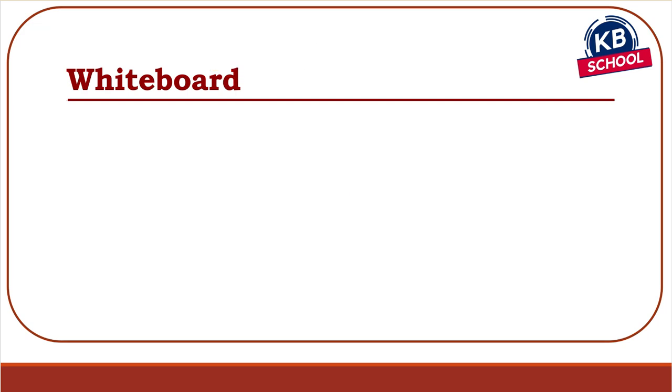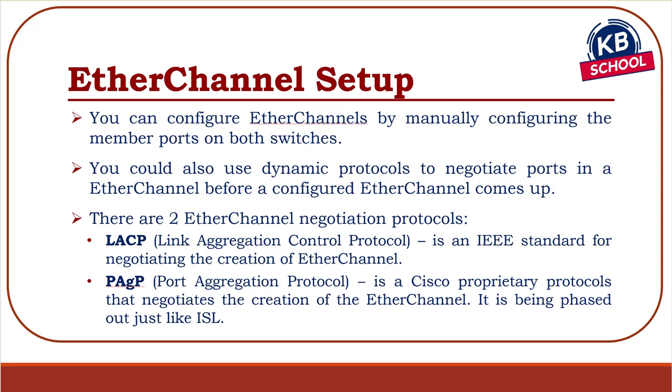Now let's go ahead and take a look at the setup. The slides, basically what I just talked about. You can configure the ether channels by manually configuring the member ports on both sides. You could use dynamic protocols to do that. What are the dynamic protocols or negotiation protocols that you have for that? We talked about it, the Link Aggregation Control Protocol or the Port Aggregation Protocol. This is the standard protocol, IEEE standard. This one is a Cisco proprietary protocol. All right. As I said, this is almost out of the door right now. It's not being used as much.